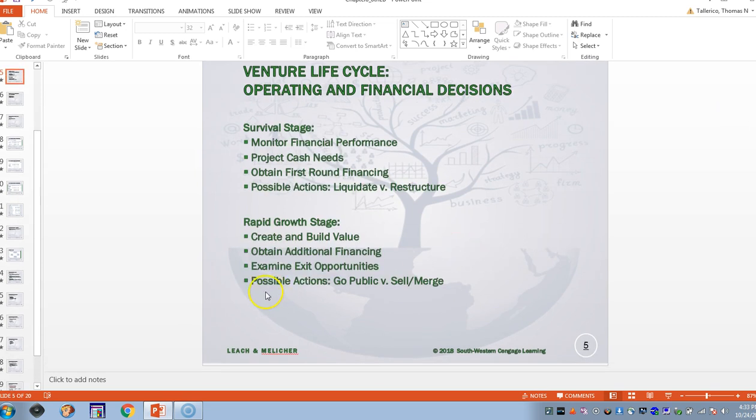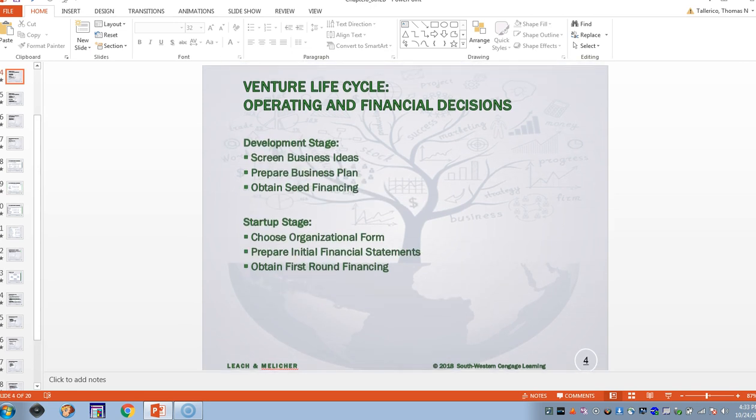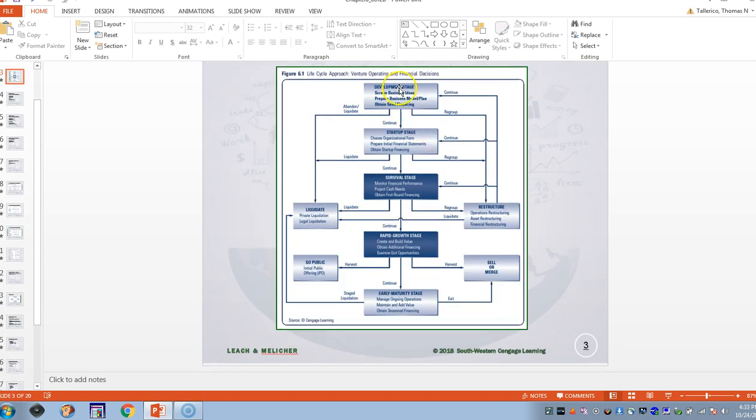And basically, again, you should know these stages here. The development stage is first, and then the startup stage, and the survival stage, and the rapid growth stage, and the early maturity stage is the last. So that's about it for this chapter.